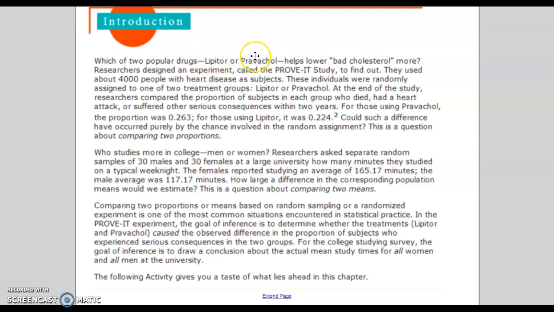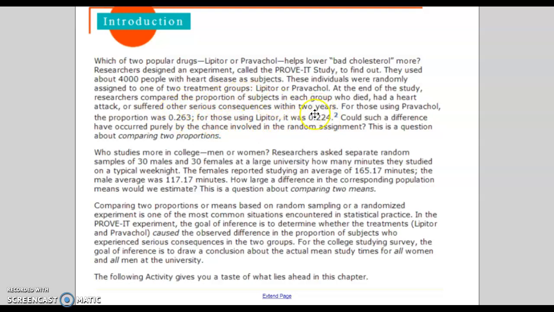Sometimes you want to compare two things to each other, and you're not sure what values you'll get for either one. So if you want to compare two popular drugs to lower bad cholesterol, you would give both drugs to people in some sort of randomized study. You look at the two groups, and for one group, the proportion that had a heart attack or suffered a serious consequence within 2 years was about 26.3%. Those in the other group was 22.4%.